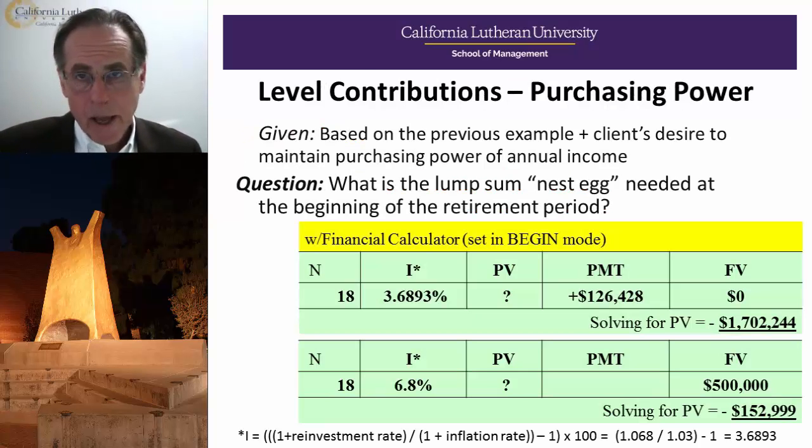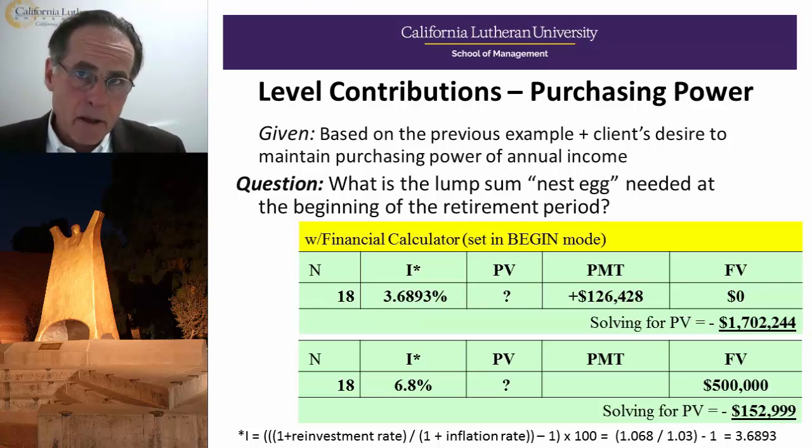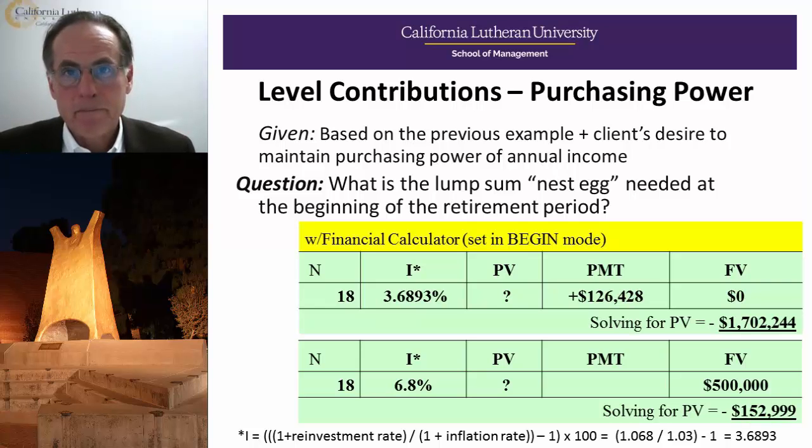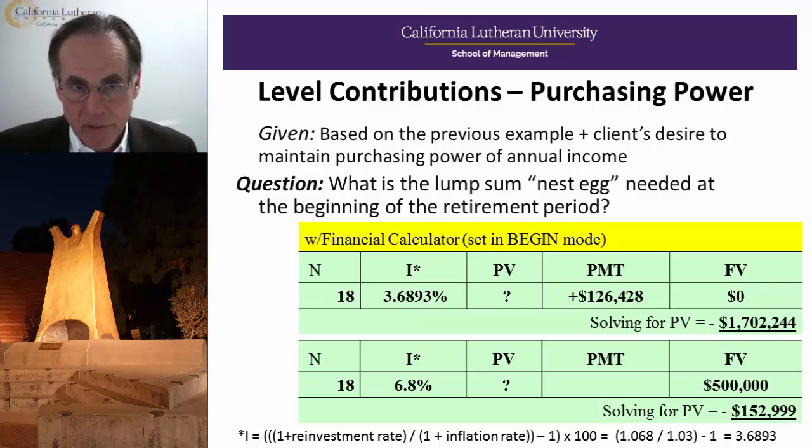So how do we do this? Well, in this case, let's look at the lump sum needed. And remember before we said the amount given to the heirs, the legacy of $500,000, was not going to inflate by the cost of inflation. So the lump sum needed for $500,000 after 18 years, assuming growth of 6.8%, and you can see I'm solving for that, is $152,999. To that, we're going to add the life income stream over those 18 years. Because that's going to inflate every year, it will start at 126,428, but then inflate.